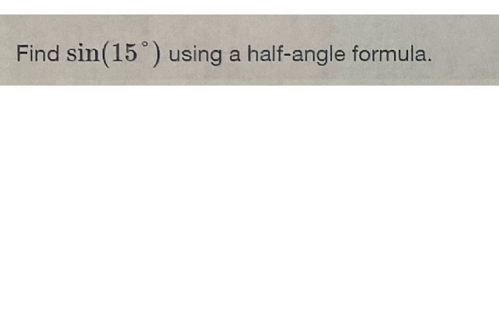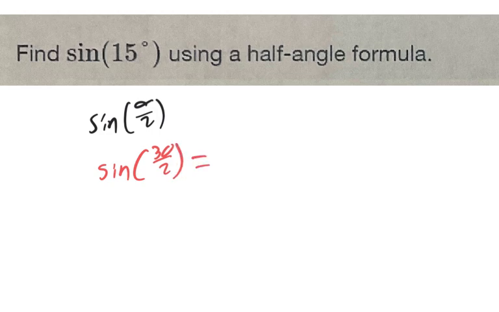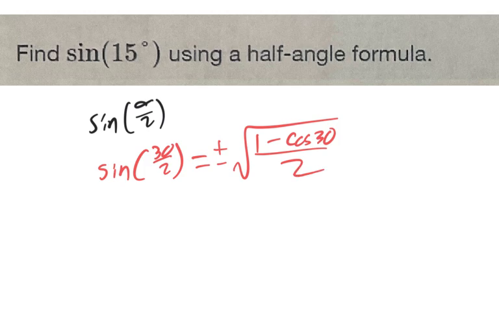So how could I write 15 as some angle over 2? This angle would need to be 30, because 30 over 2 is the same thing as 15. So I'm going to write this as sine of 30 over 2, which means my alpha in the formula is 30. So this would be plus or minus, and we'll choose which one in just a second, the square root of 1 minus cosine of alpha, which was 30, over 2.